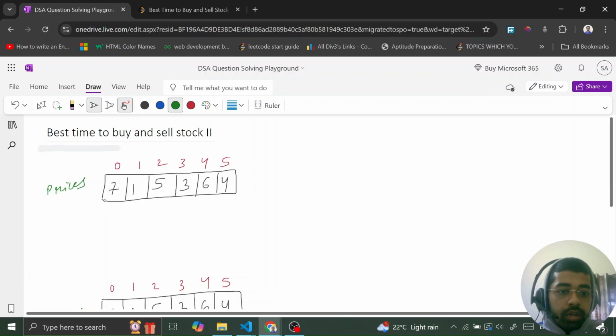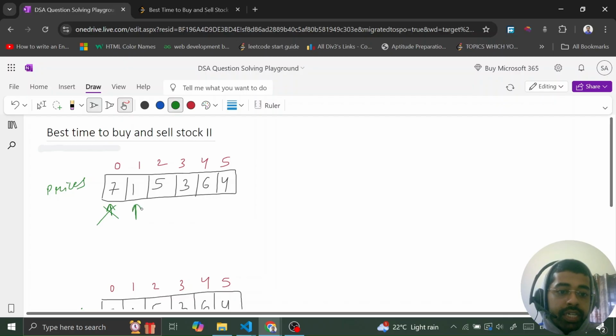So here, as it is a short array, I can just dry run over it and see what's the maximum profit I can get by just traversing it. If I buy the stock on this day, then this is the maximum value, right? And there is no other day I can sell it and make a profit. So this is not a good choice.